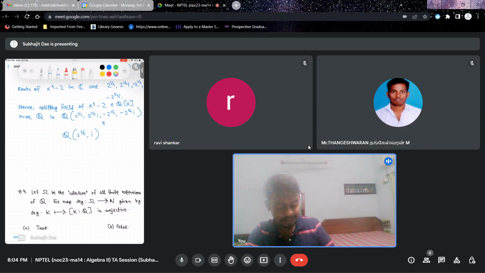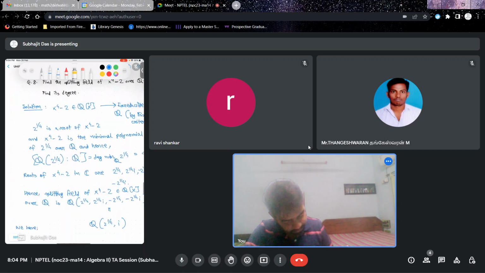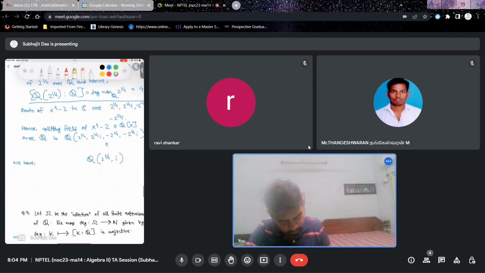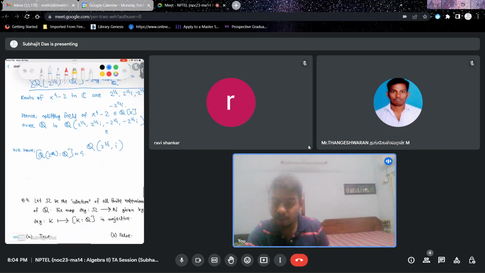So these and these are the same, right? Now we already know, as we have seen previously, that this is equal to 4. So we have the degree of Q adjoined with 2 to the power 1 by 4 over Q is equal to 4. Now Q adjoined with 2 to the power 1 by 4 is contained in R, right?